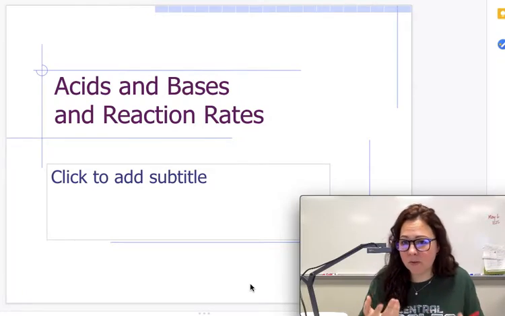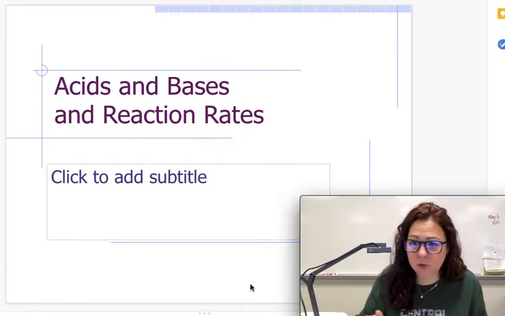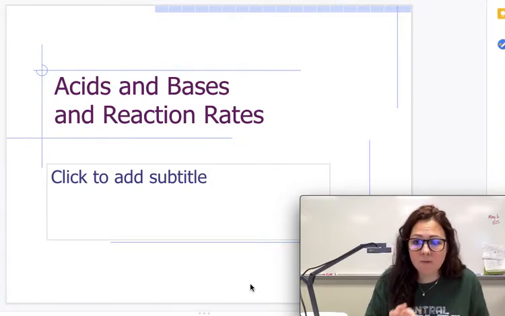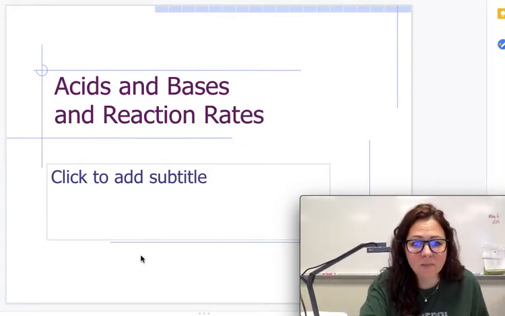Both of these things are very important to your journey going forward into AP Chemistry, so we wanted to make sure that you got the basics of both acids and bases and reaction rates. So the first thing that we're going to look at is your acids and bases.